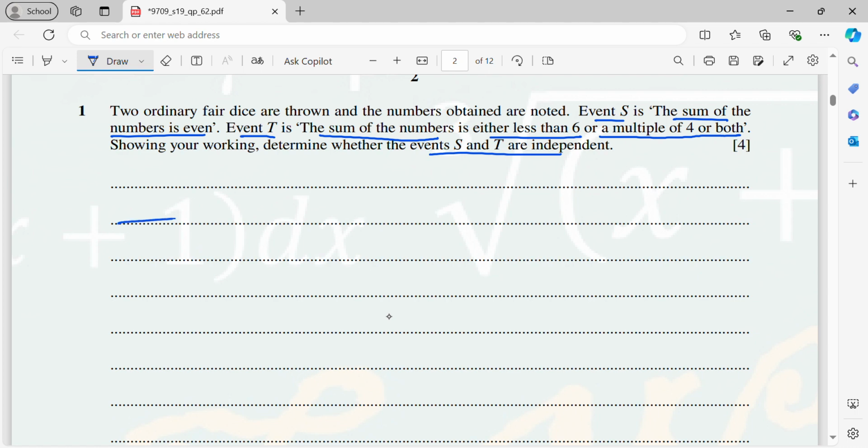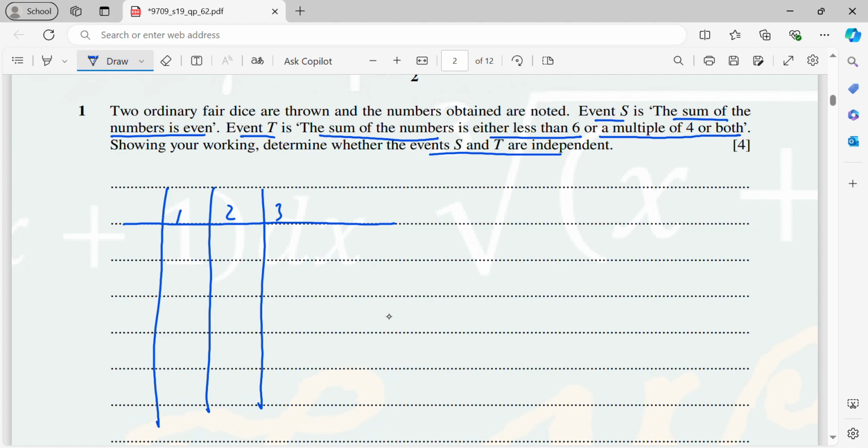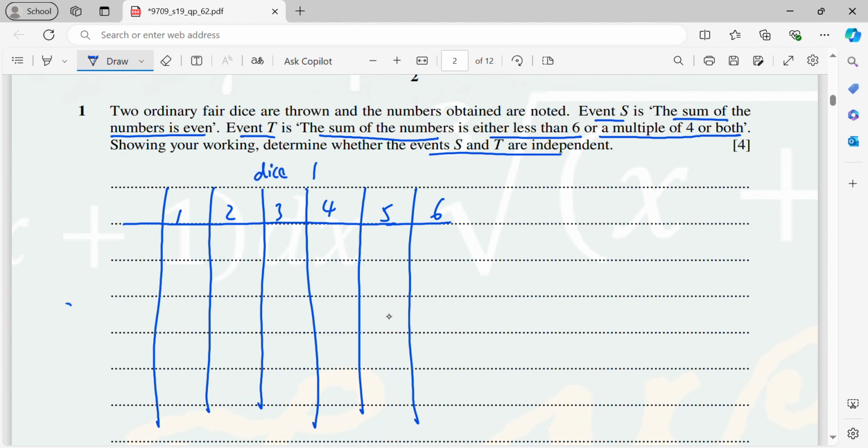Okay, so for this case, I will draw a table because it involves two dice. Two fair dice. A fair dice has 6 faces, so I will label 1 to 6. So this is dice 1, and here is dice 2. Again, dice 2 has 6 faces.